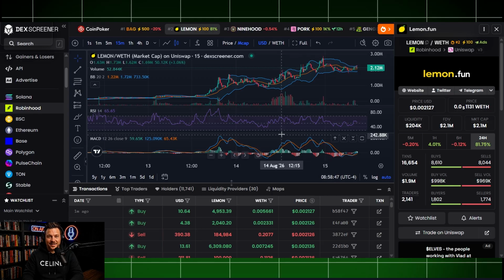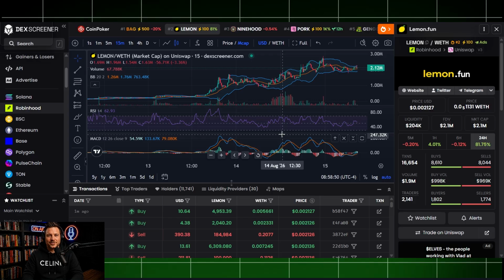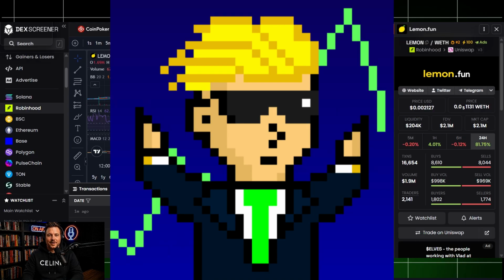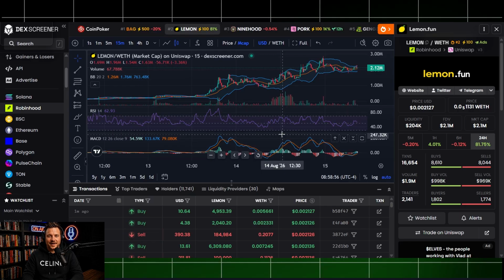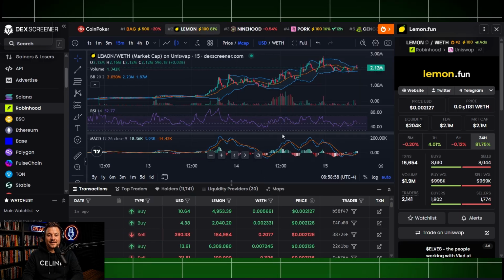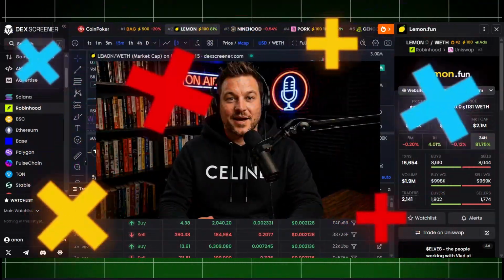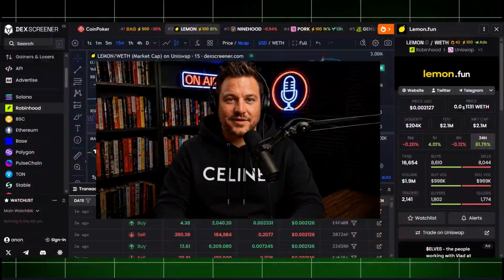Let's be real for a second. Most people trading meme coins aren't actually trading, they're gambling. They see a green candle, ape in late, watch the chart dump, and then tell themselves, "It'll come back." That's not a strategy.